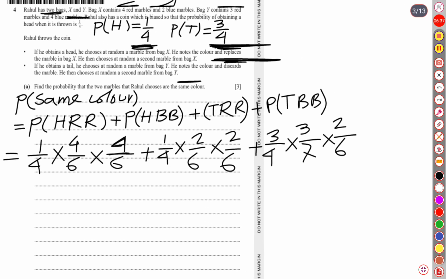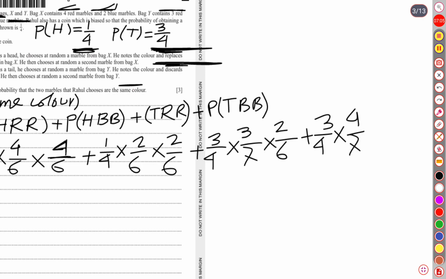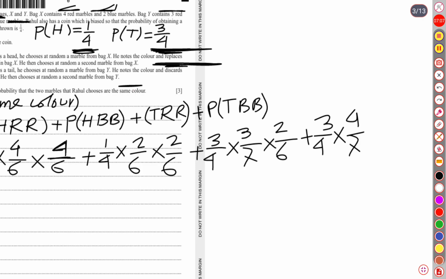After that, the last possibility. Well, for obtaining tail is 3 over 4. If he picks a blue marble from the second bag, the total there were 7 and the number of blue marbles in the second bag were 4. So it is going to be 4 over 7. And as he doesn't replace, one of the marbles got reduced, and the number of blue marbles is going to be 3 out of 6.